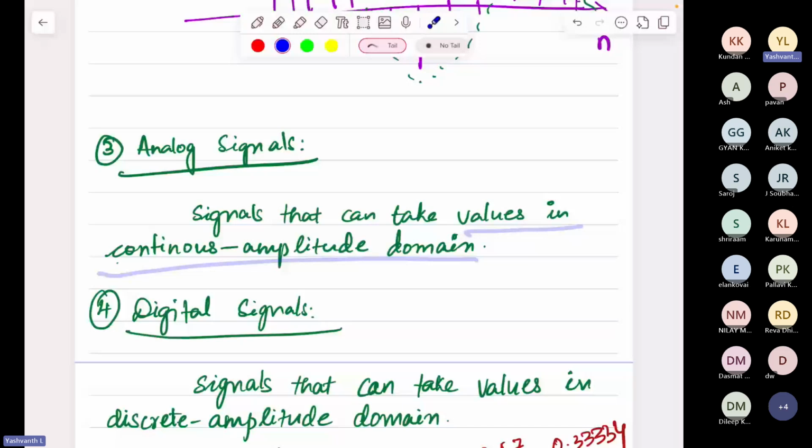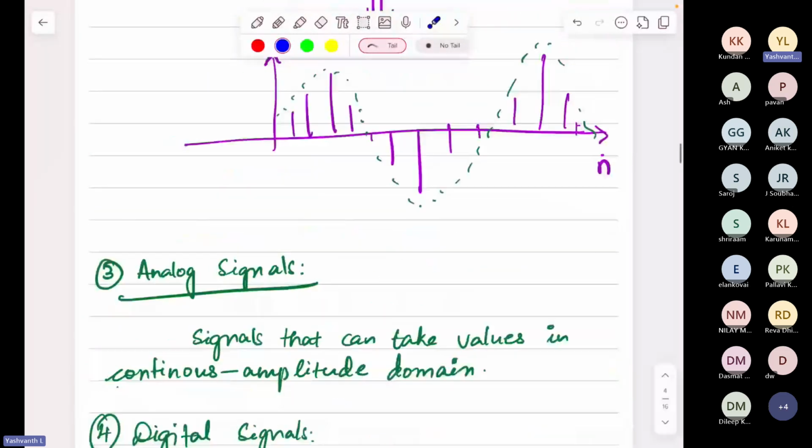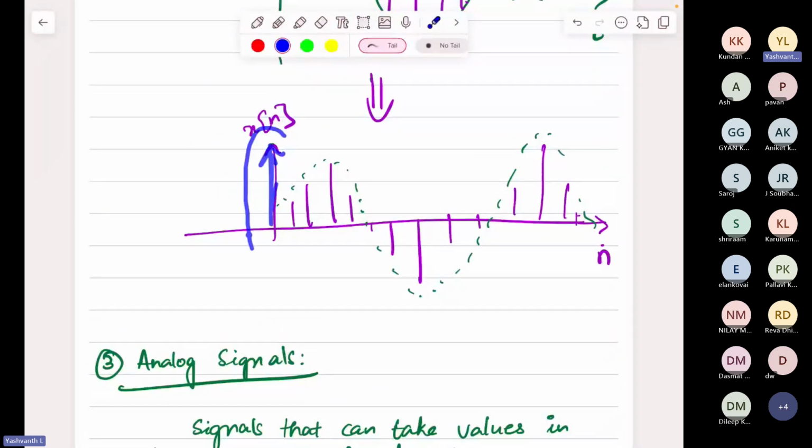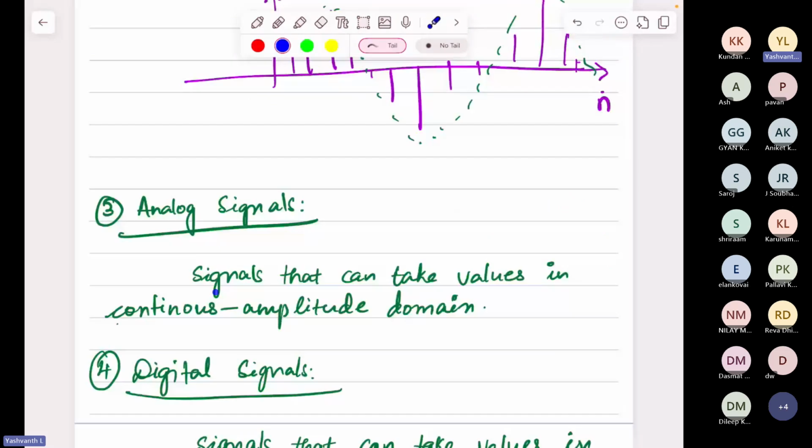Now, how about the y-axis? Suppose that is the x of t axis. If I make the values on the x of t axis continuous, then it is called an analog signal. Similarly, if I make the values of x of t discrete in nature, it's called a digital signal. Analog signals are those that take values in a continuous amplitude domain. Amplitude means essentially the y-axis value.